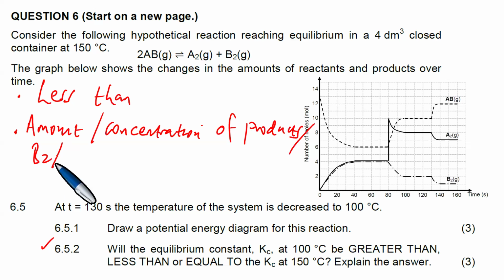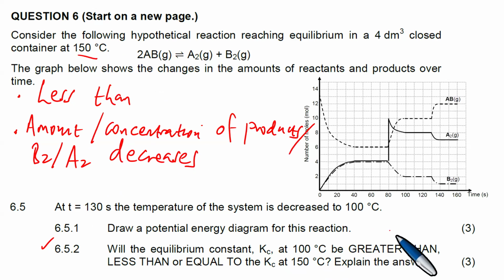B2, A2 decreases. Okay. Right. So now we are saying, will the equilibrium constant Kc at 100 degrees Celsius be greater than, less than, or equal to the Kc at 150? Remember, there was Kc at 150, and now there's Kc at 100 degrees Celsius. So it will be less than. It will certainly be less than. Right. So we are choosing less than.